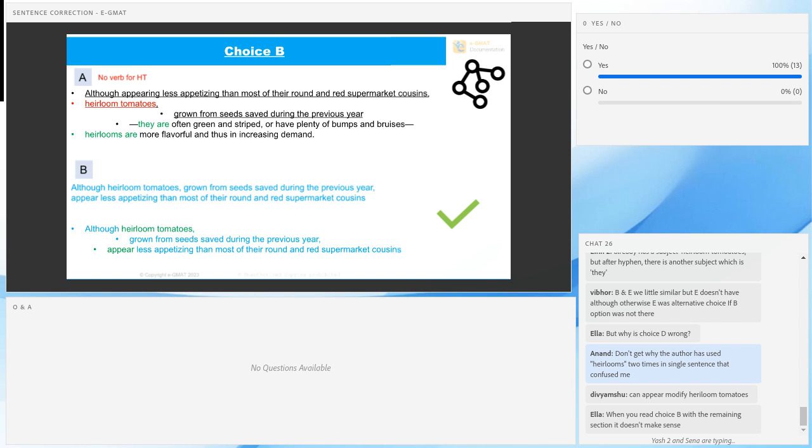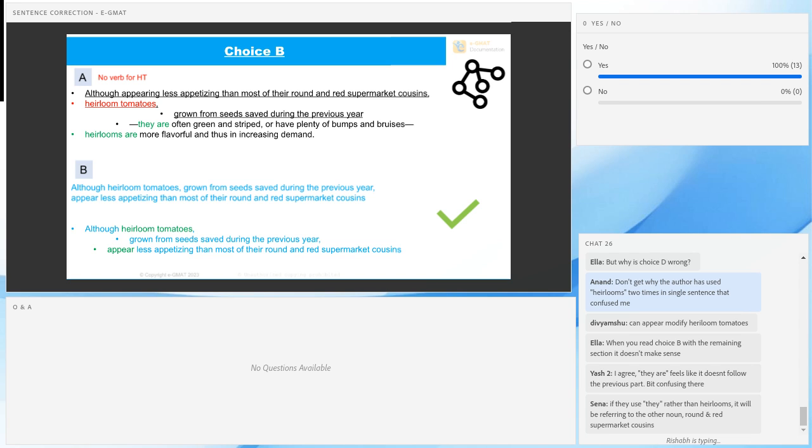Okay, when you read choice B with the remaining section, it doesn't make sense. Ella, why doesn't it make sense? Although heirloom tomatoes appear less appetizing, okay, they are often green and striped. So think about it. Although heirloom tomatoes appear less appetizing, that's what the underlined portion is saying in choice B. Then the next part in the non-underlined portion is saying they are often green and striped. So that's giving an explanation or description of heirloom tomatoes appearing less appetizing, right? And then heirlooms are more flavorful, so that's linked with the although.